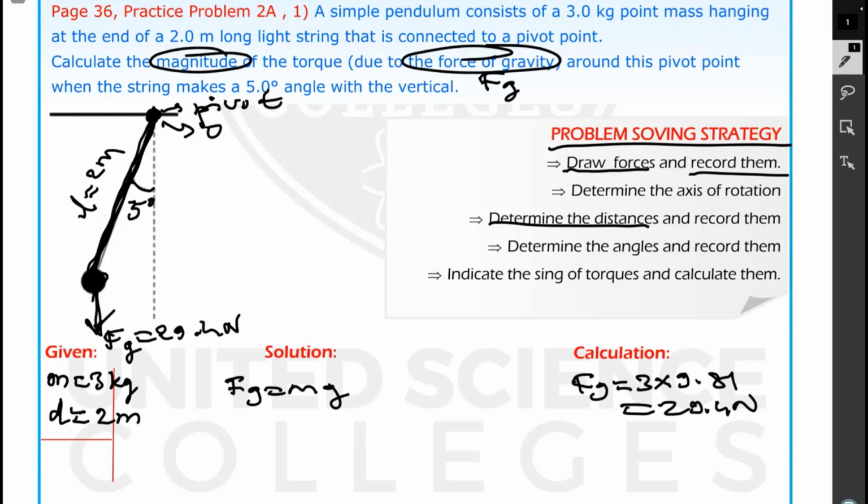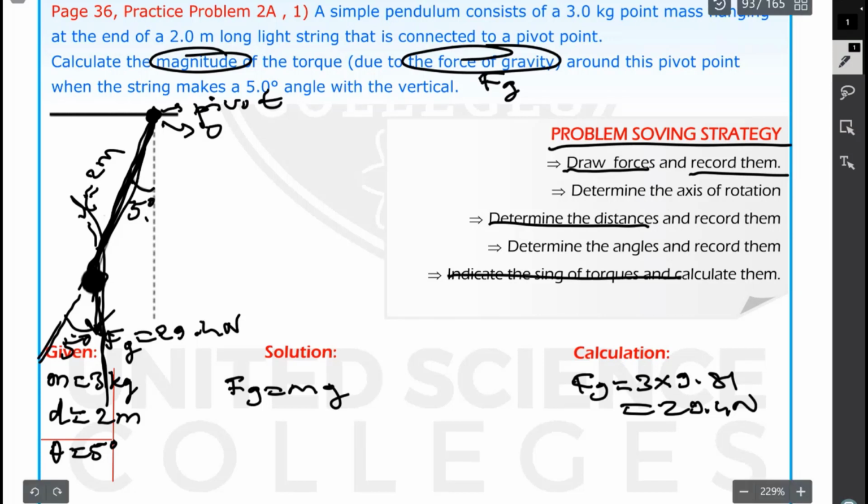Determine the angles and record them. The angle between the distance line and the force line is the same as this one, 5 degrees. If this is 5, that is also 5 according to maths. So the angle between the distance line and the force line is equal to 5 degrees. And indicate the sign of the torque. We don't care here because it's asking for magnitude.